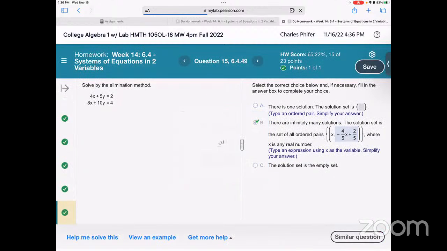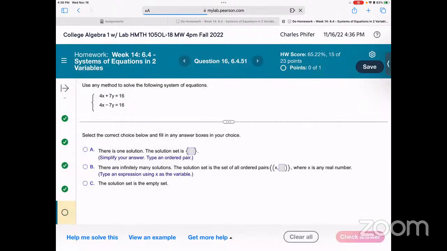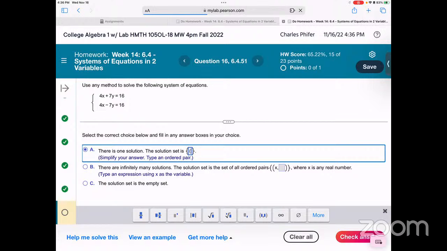Use any method to solve the system. One equation is not a multiple of the other. If we add these together, we'll get 8x equals 32. So then x equals 4, right? Then when x is 4, what's the corresponding y? I'm going to use equation 1. Looks like it's 0, right? Okay. Looks like 4 comma 0 works.